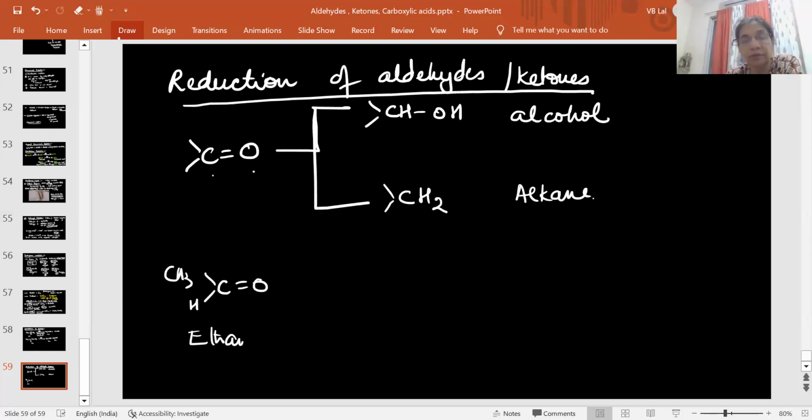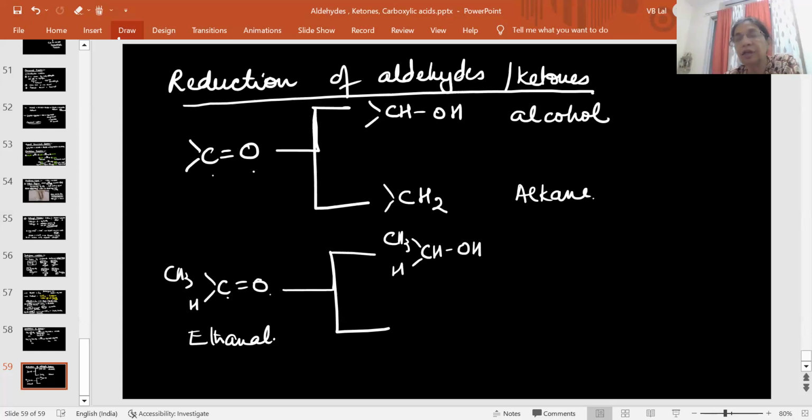What is it? Ethanol. Now when I reduce it, what can I get? I can add one H here, one H here. So it will become CH3CHOH. If I write in a straight line, what does it become? CH3CH2OH. What is this? Ethanol.